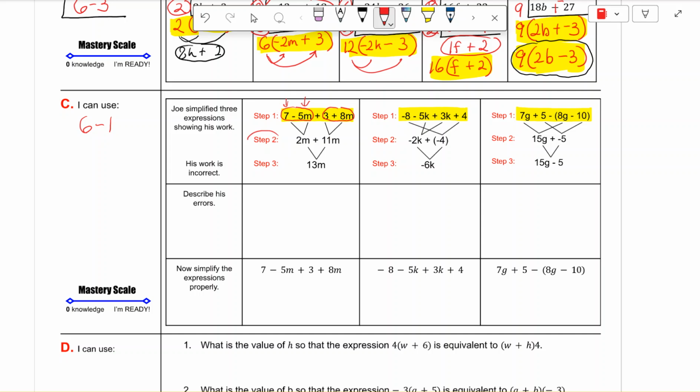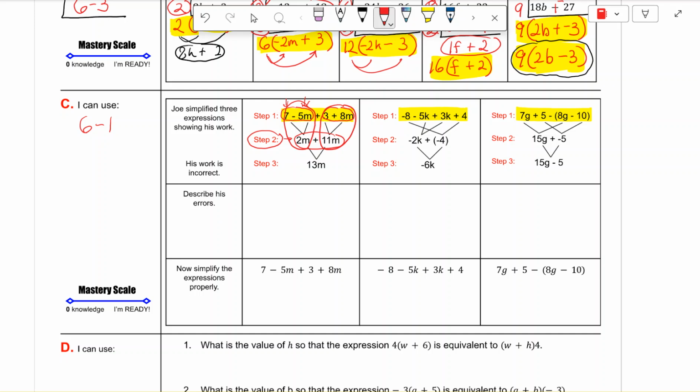So he's made the mistake in writing his answer to step 2, 2m plus 11m. Then Joe goes even, well, I guess it's not that bad because these are like terms, but they're the wrong like terms because he made his mistake up here. So he did 2m plus 11m. Now he does it right. He combines like terms, but it's too late because he was combining unlike terms up here. So 13m is not going to be correct.